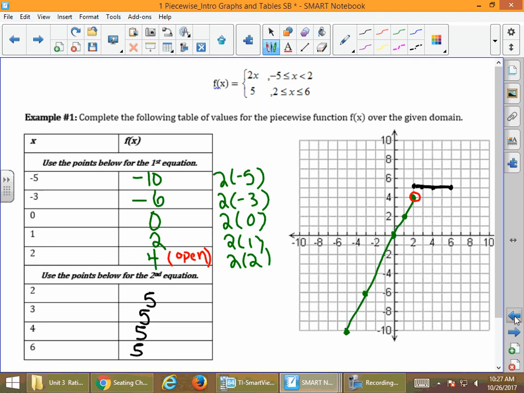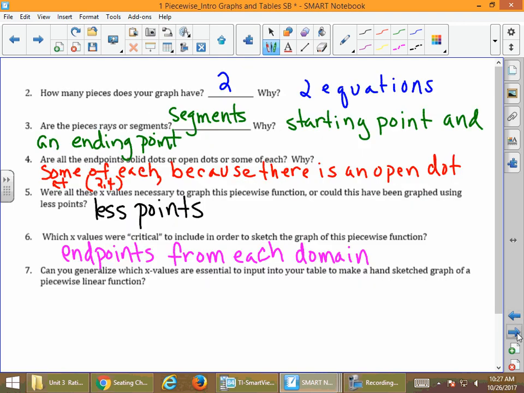We want to put in -5. And we want to put in 2. We want to put in +2 and 6. Those are the most critical. I personally like to put something in the middle. I like to put it in between. But if you want to get technical, 2 points determine a line.